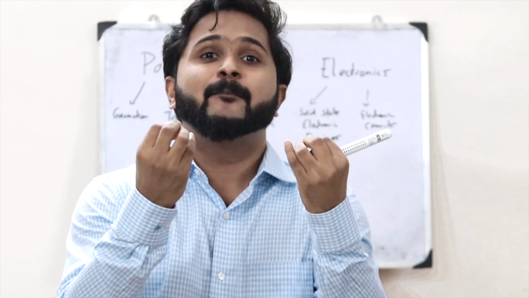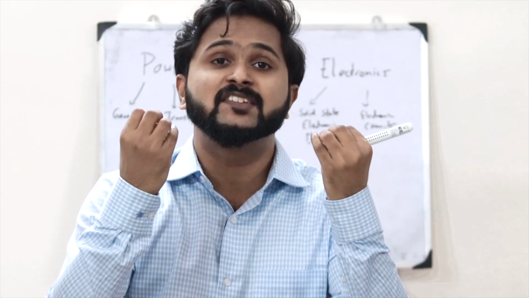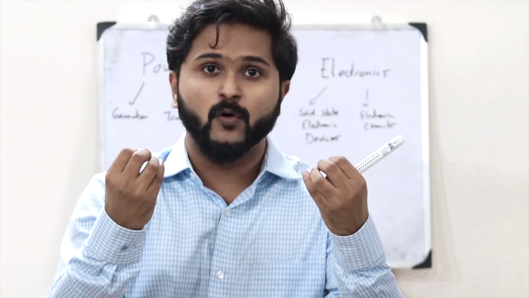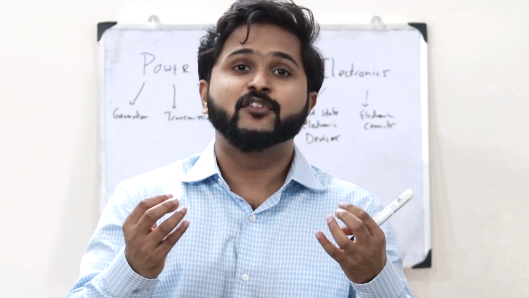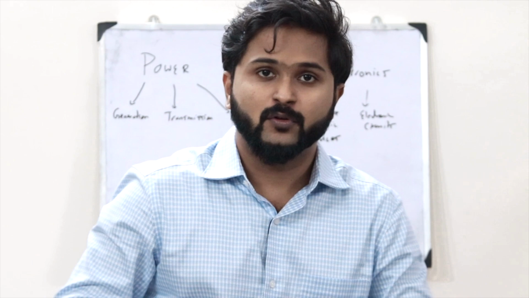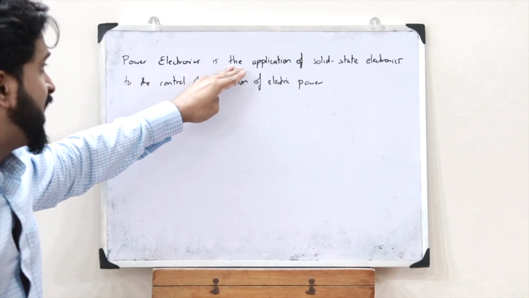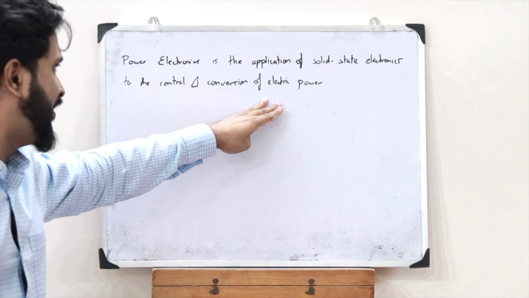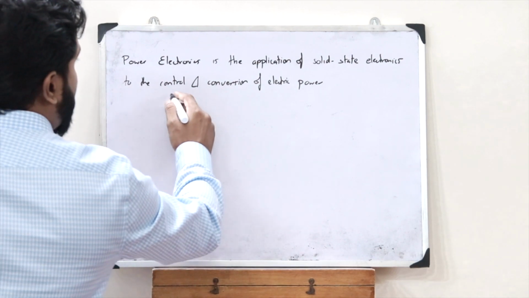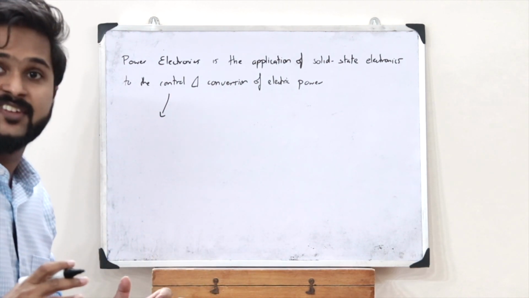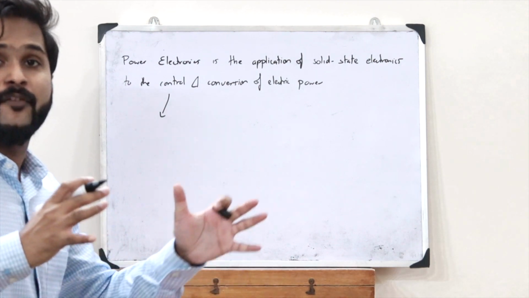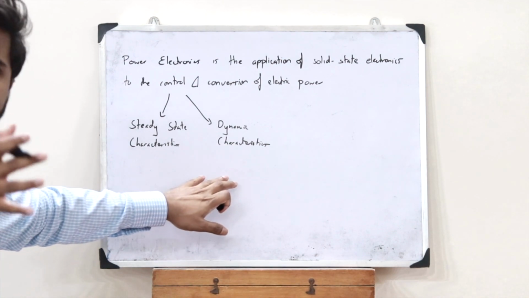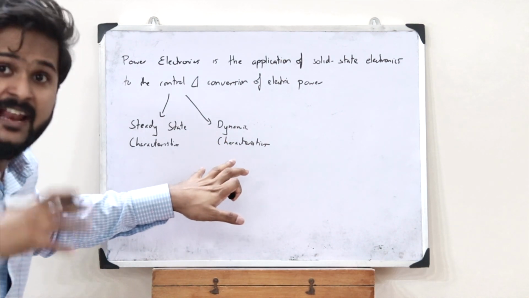So defining it again, power electronics is the branch of electronics engineering that uses the application of solid state devices for the purpose of control and conversion of power, and that too electric power. So writing it down, power electronics is the application of solid state electronics to the control and conversion of electric power. So the control part over here deals with steady state characteristics and dynamic characteristics of electronic devices. Steady state characteristics and dynamic characteristics. So what are those? We will be discussing all these very much in detail in the upcoming videos.